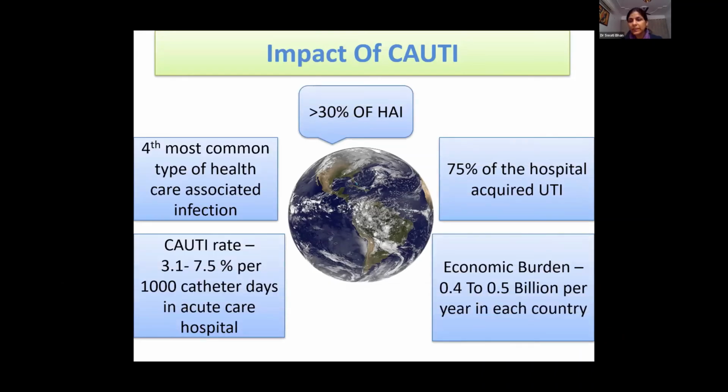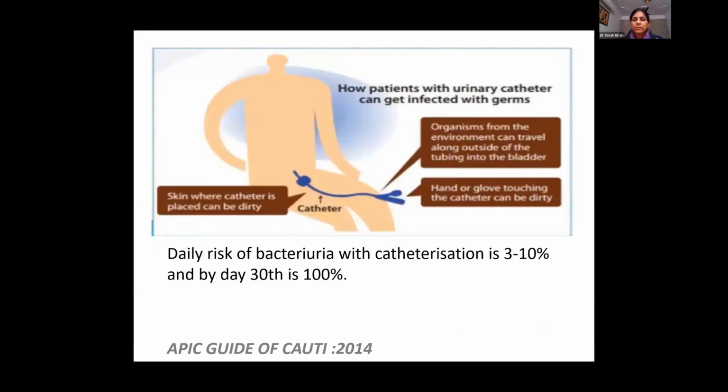We can see that UTIs associated with catheters account for more than 30% of hospital-acquired infections. It is the fourth most common type of healthcare-associated infection, and the rate of CAUTI is 3.1 to 7.5% per 1,000 catheter days in acute care hospitals. Now, how can patients with a urinary catheter get infected?